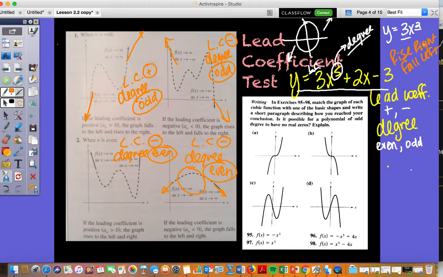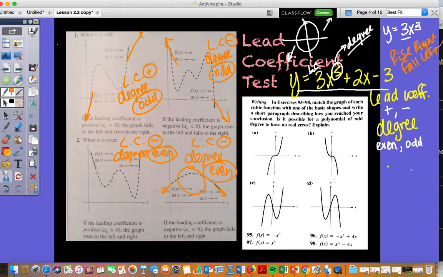Even means it's the same way. Negative means down, so they're both the same. Even means, if it's to the fourth, that means it's even. They're going to go together. And because the lead coefficient is negative, I think that's exactly right.